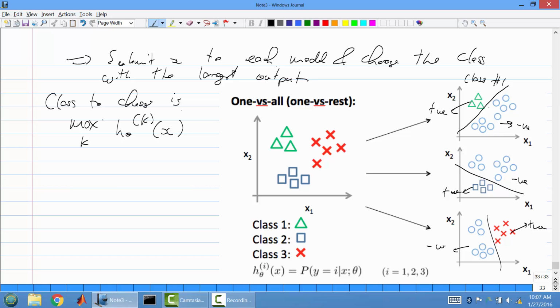Okay, so we'll take a little bit of a break, and we'll come back and we'll talk about overfitting and regularization.